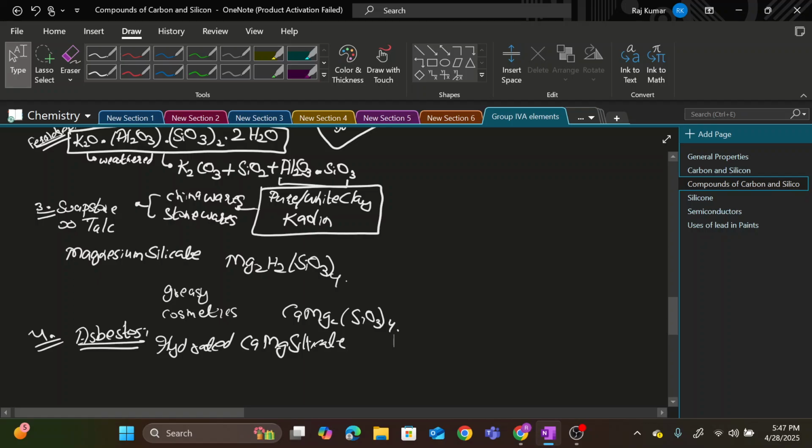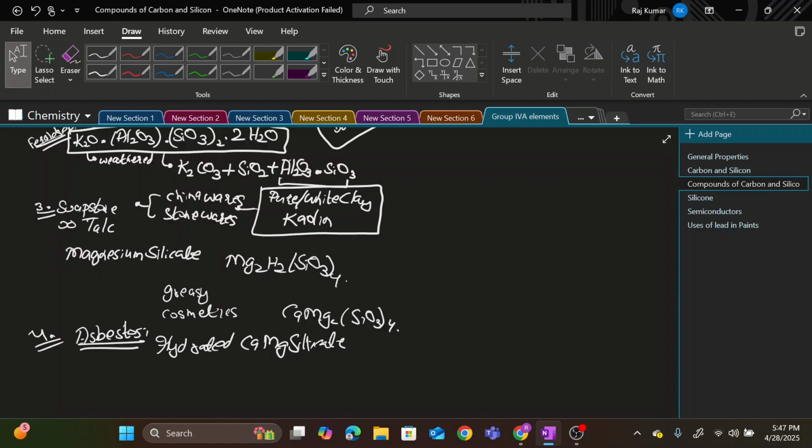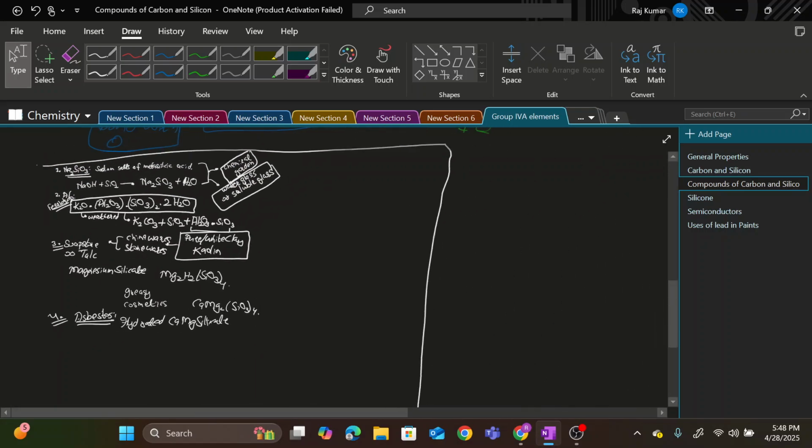While soapstone or talc is made up of magnesium silicate, Mg2H2 silicate, that is Mg2H2SiO4, and that is used for making cosmetics. It is physically greasy in touch as well, and for this reason it is used for making cosmetics.